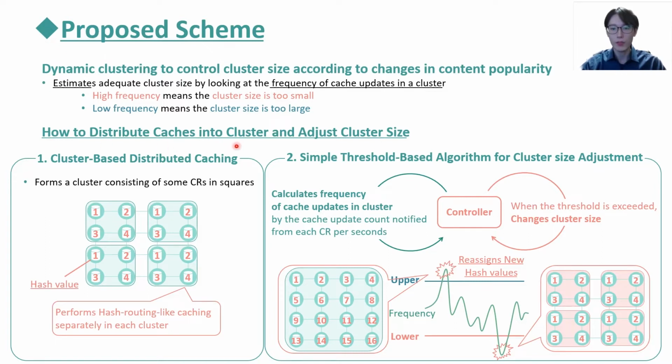Now, let me briefly explain the operation of the proposed scheme. To distribute caches in a cluster, our scheme forms a cluster like this, and performs hash routing-like caching separately in each cluster. Next, to adjust the cluster size, the total number of cache updates in a cluster is calculated by the controller located in it. When the calculated value x is above the upper threshold, the cluster size increases, while when x is below the lower threshold, it decreases.